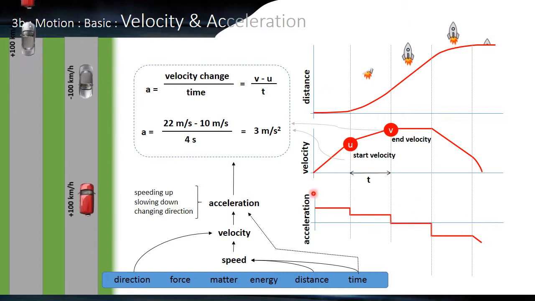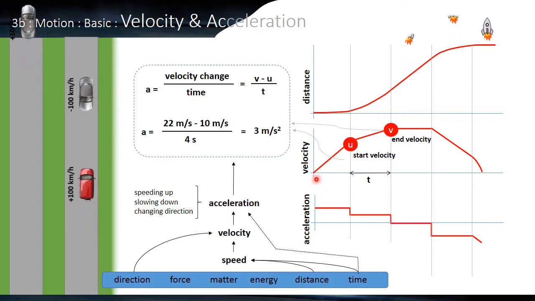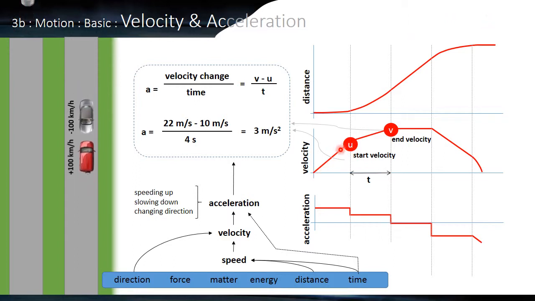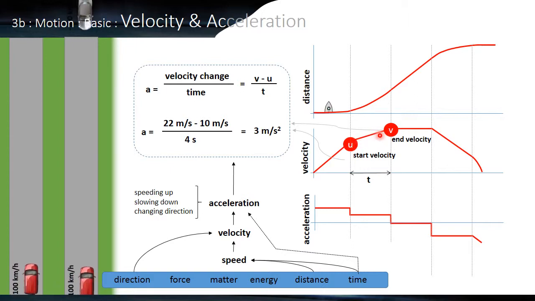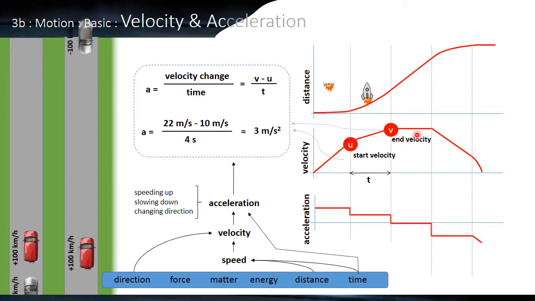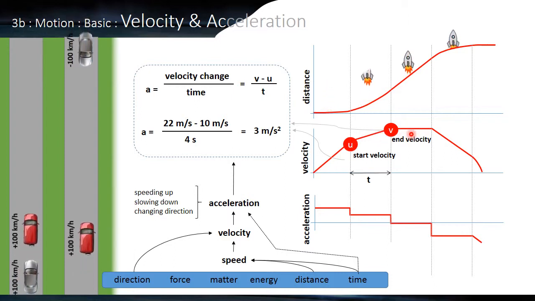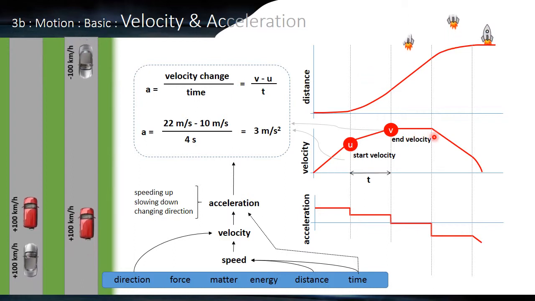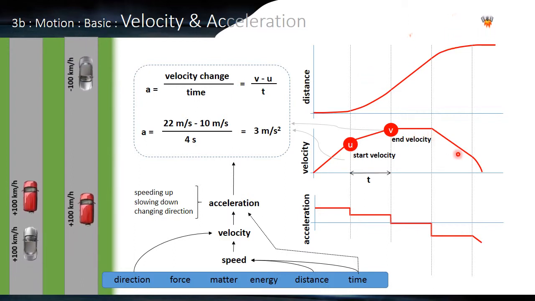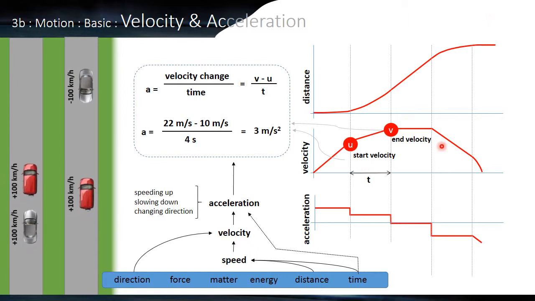So let's see what effect that has on our velocity. Here in this first section we've got an upward sloping line, a steeply upward sloping line. Here we've got a less steeply upward sloping line, so the velocity is still changing but less per second. We have a flat line here indicating that the velocity isn't changing, so no acceleration. Here we can see the velocity decreasing, which is our negative acceleration or slowing down.